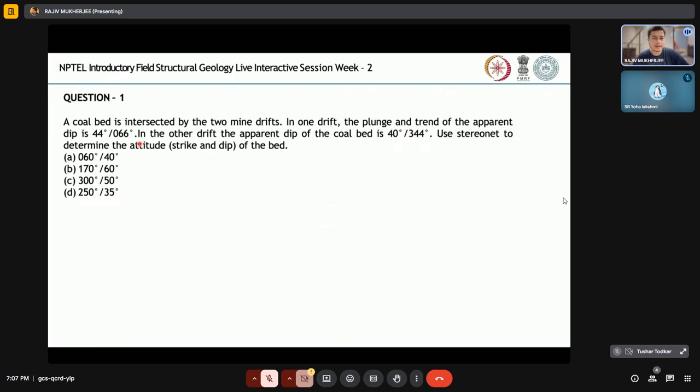So the first question is, a coal bed is intersected by two mine drifts.